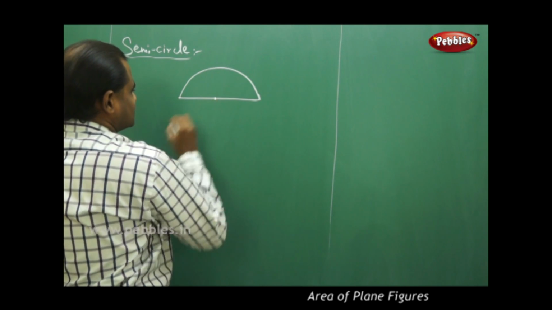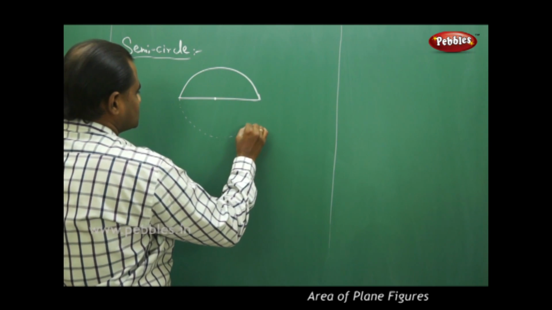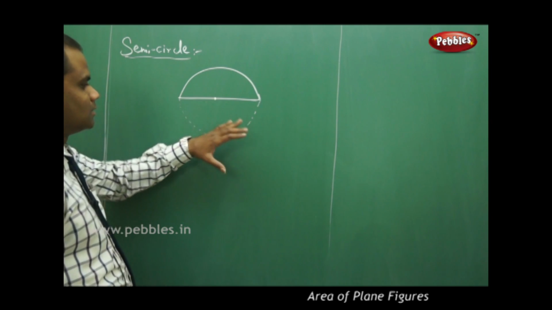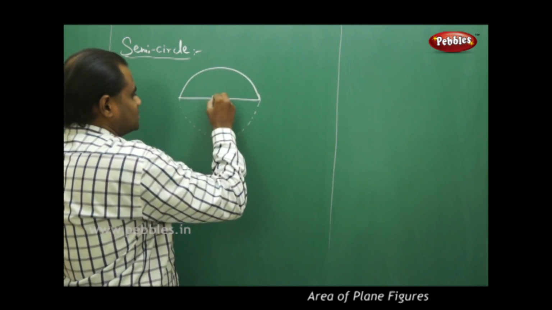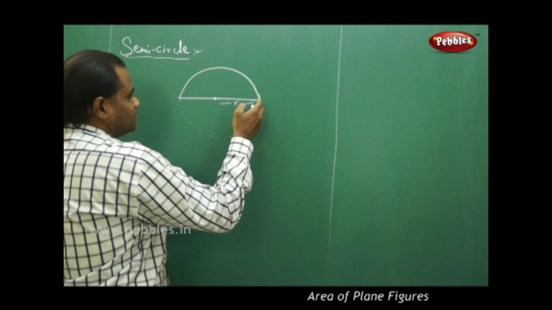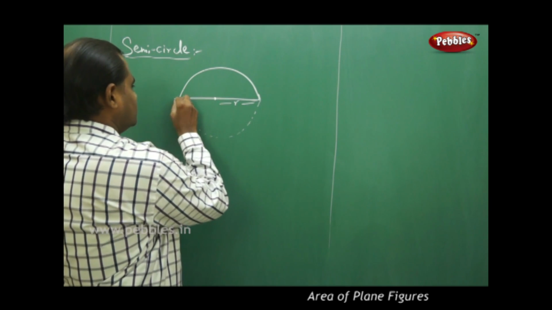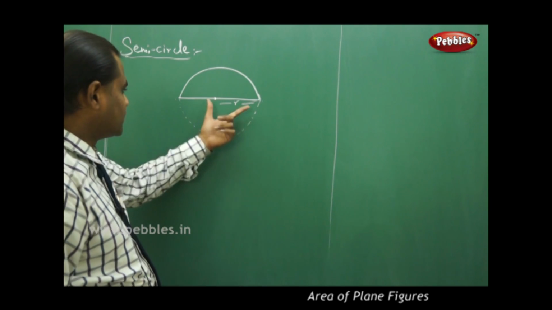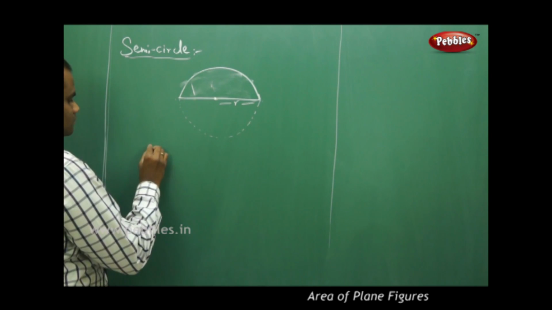Therefore, when I take the center, the half part of the original circle is nothing but the semicircle. The original circle where half of it is cut, this is the semicircle with radius r. Then this would be the diameter, twice the radius, from here to here. Now when I know the radius of the semicircle, I can find area or perimeter.